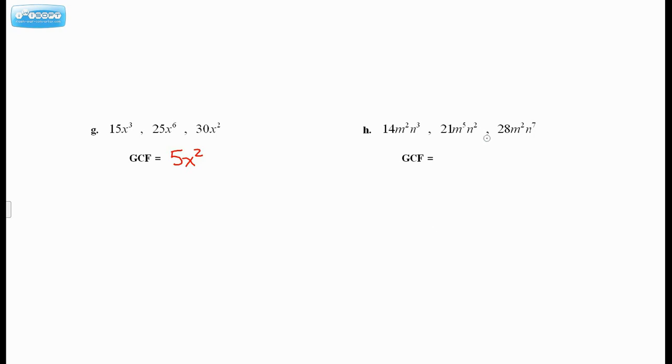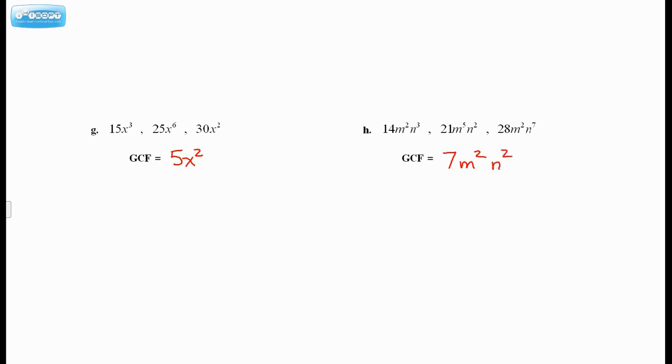Oh, this one's kind of nasty. So let's look at the numbers: 14, 21, and 28. Well, I know 14 is not a factor of 21, so that's out. It's 7. 7 is the biggest number that divides all three of these coefficients. Now let's look at the m squared, m to the 5th, m squared. The biggest one shared by all of them is m squared. The n's, n squared.